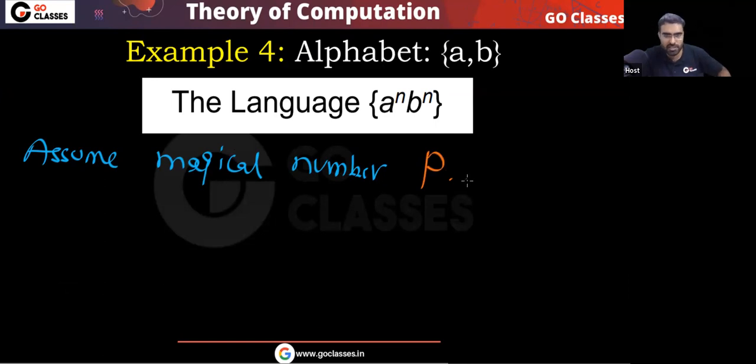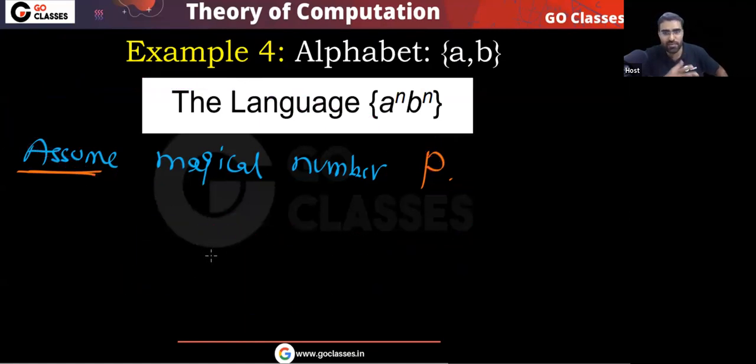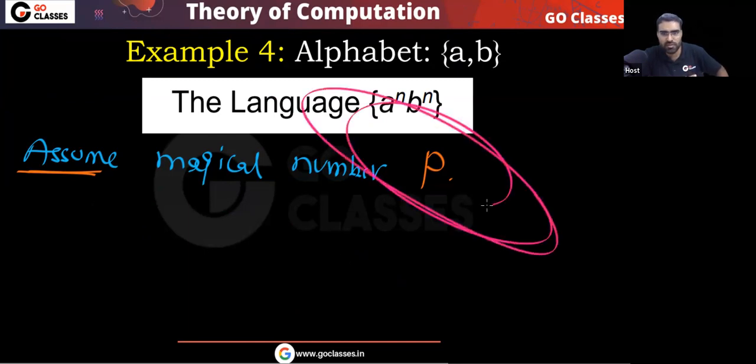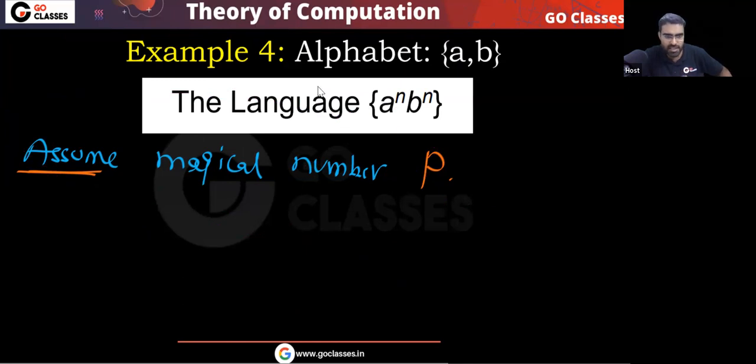Remember, this P can be anything. I'm just assuming there is some P. This can be a very big number, but the point is, assume there is a magical number P. Now tell me the candidate string which will violate. As soon as you take this magical number, give me a candidate string which will come and say that, okay, I will violate, I will not pump. If you take this P, which can be any magical number, give me a candidate string which will say that I will not violate.